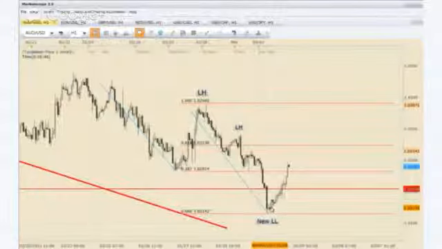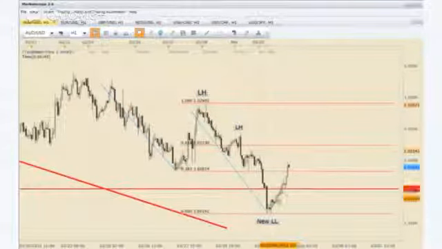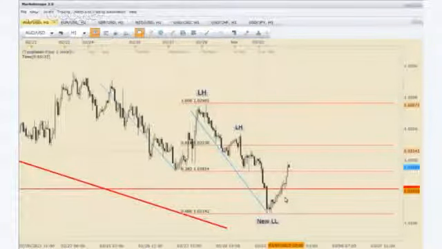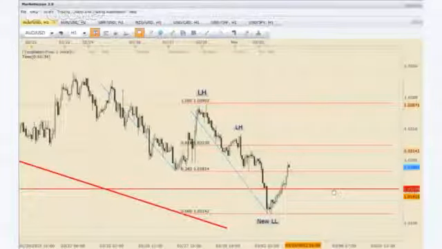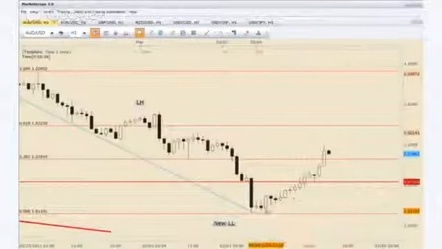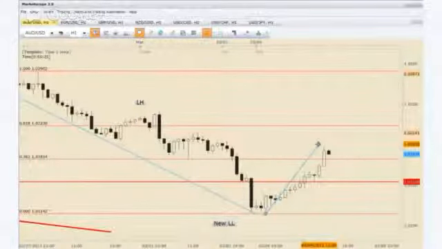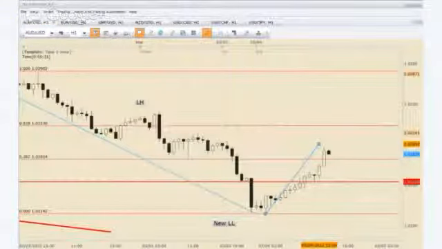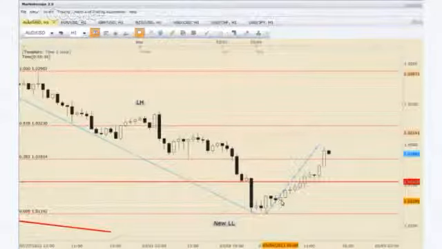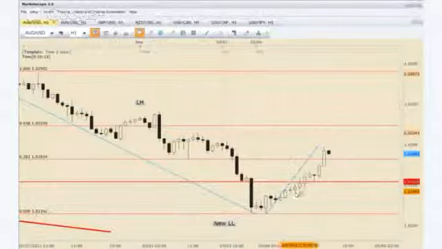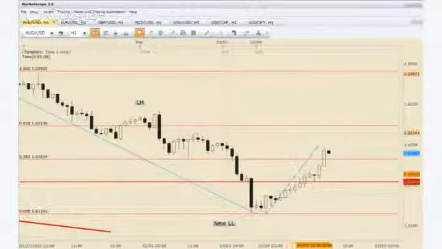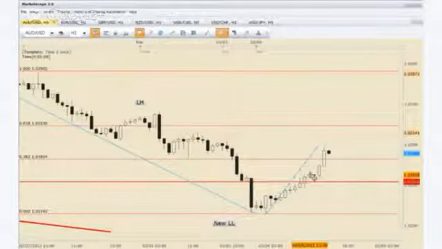And the way it would do that is by breaking a previous lower low. So you can see here a previous low of a candle. So in this pullback so far, each of the bars did not come below the previous bar's lowest low until this bar here.